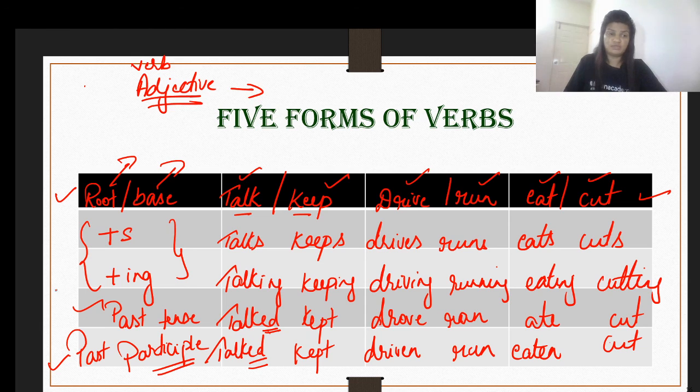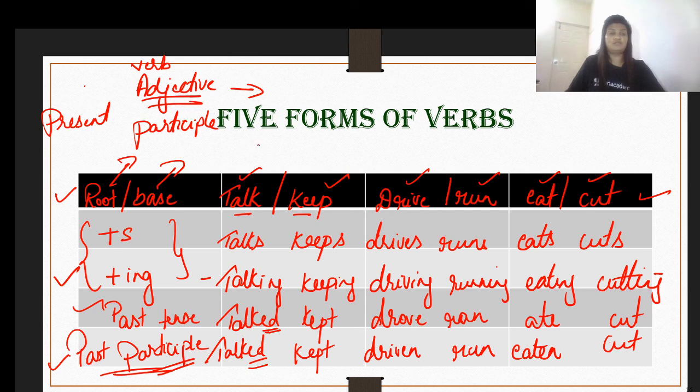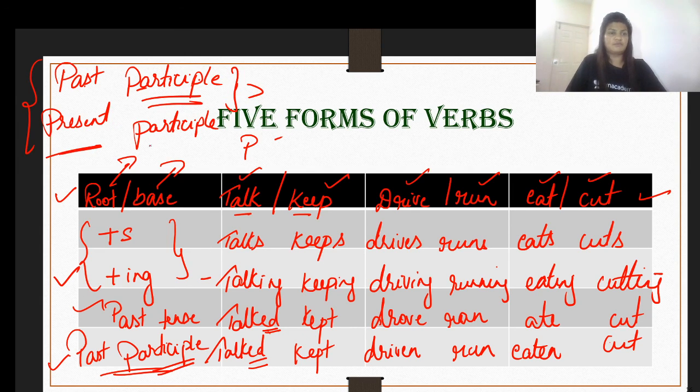There are two types of participles. Number one, the ing form, which are all your ing forms, and they are called the present participle. And the last form, which is the past participle. Let me write it over here. Past participle. So we have two types of participles, present and past participles.